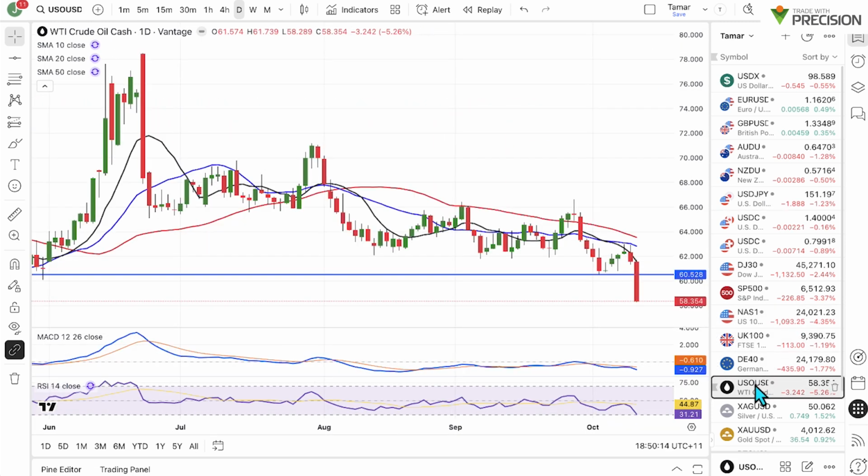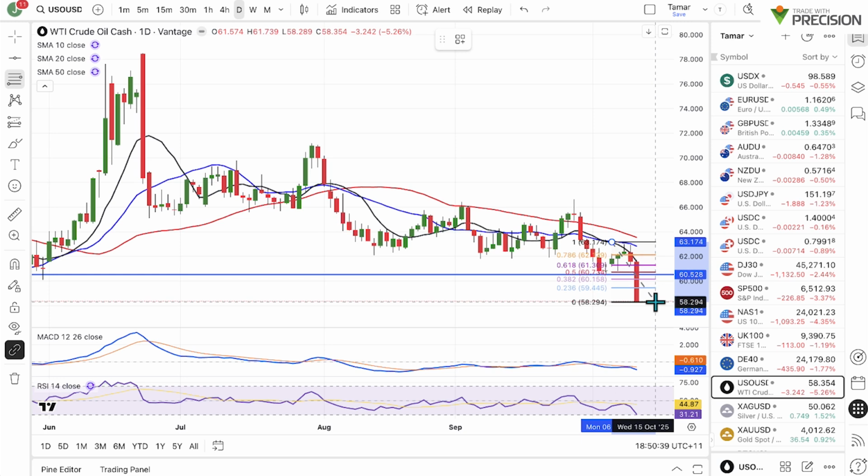Next, I want to take a look at the chart of oil. Oil has been selling off as tension in the Middle East has eased up. What I've got here is the daily chart, and we can see on the daily we are in a downtrend. Moving averages 10, 20, 50 are fanning and in the correct order, and there is convergence on the last move on the momentum indicators. Let's add here as well the Fibonacci retracement from the high to the low.